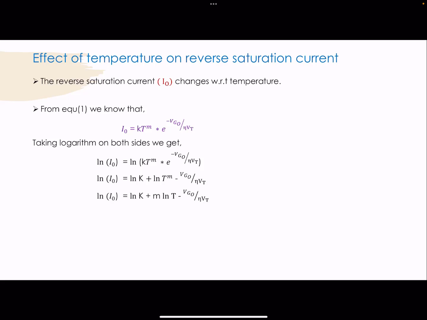So ln of I0 is equal to ln of K plus m into ln of T minus VG0 by eta Vt. Now by using Vt is equal to kT, we get ln of I0 is equal to ln of K plus m into ln of T minus VG0 by eta kT. Let it be equation 11.